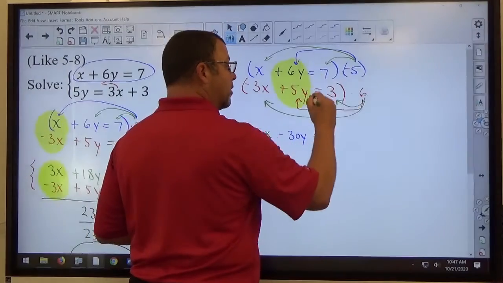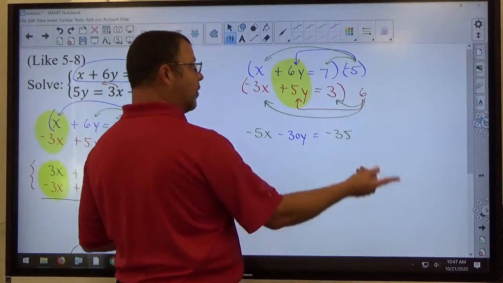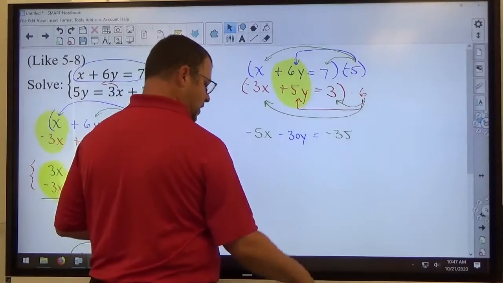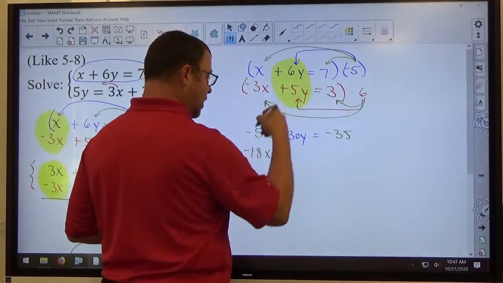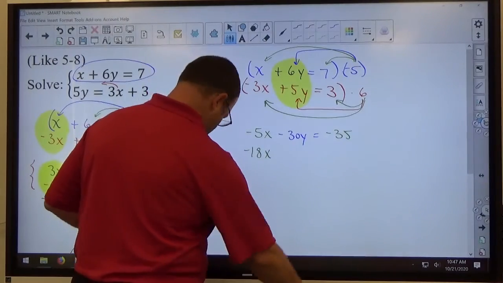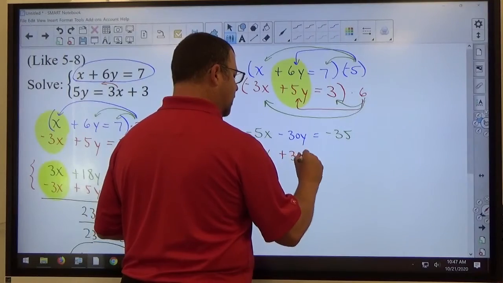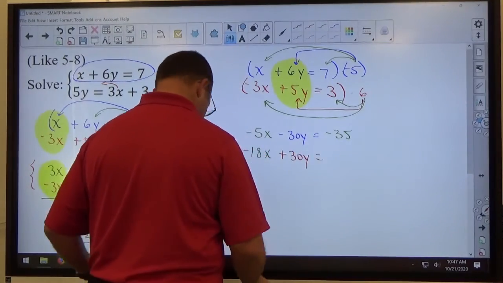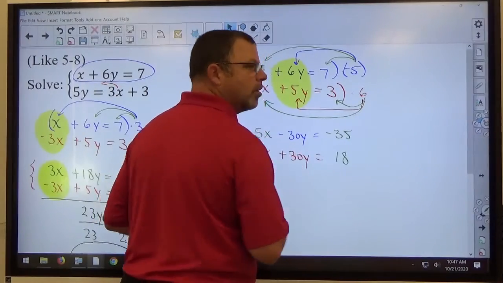Negative 5 times positive 7 makes negative 35. Different signs makes a negative. On the bottom, positive 6 times negative 3x makes negative 18x. Different signs makes a negative. Positive 5y times positive 6 makes positive 30y. The same signs make a positive. And positive 6 times positive 3 makes positive 18. Same signs make a positive.